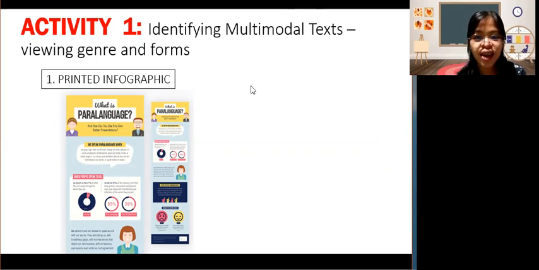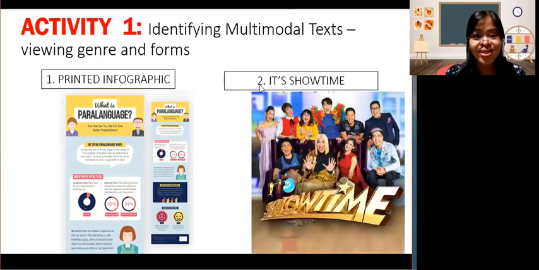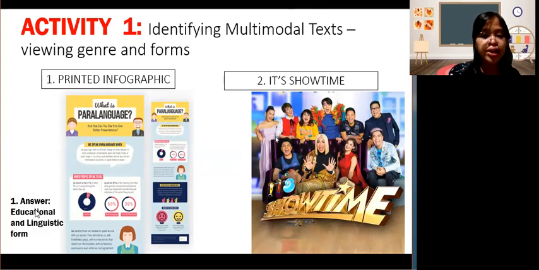Okay, and then we have the second one, it's showtime. Okay, let us identify first the number 1. Since this is a printed infographic, we can say that it is educational. That's correct. It is intended to inform the audience about paralanguage. And what is its form? It's in linguistic form. You can see there are many written words here in this infographic.